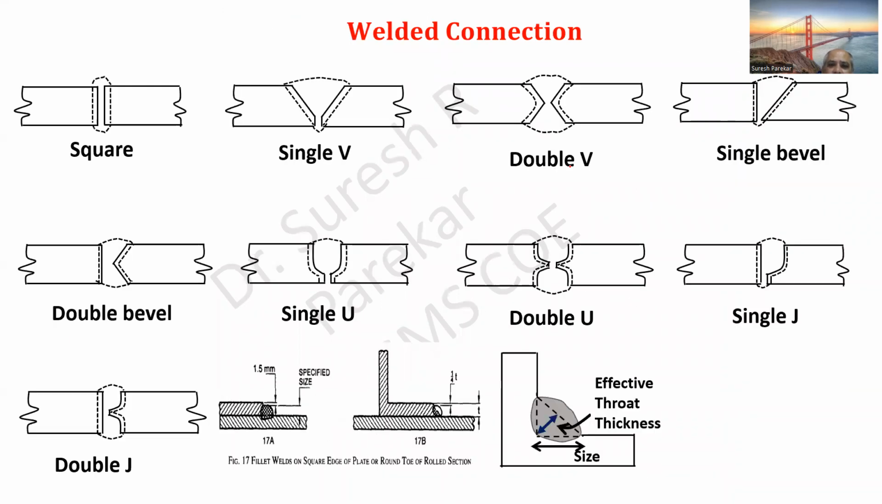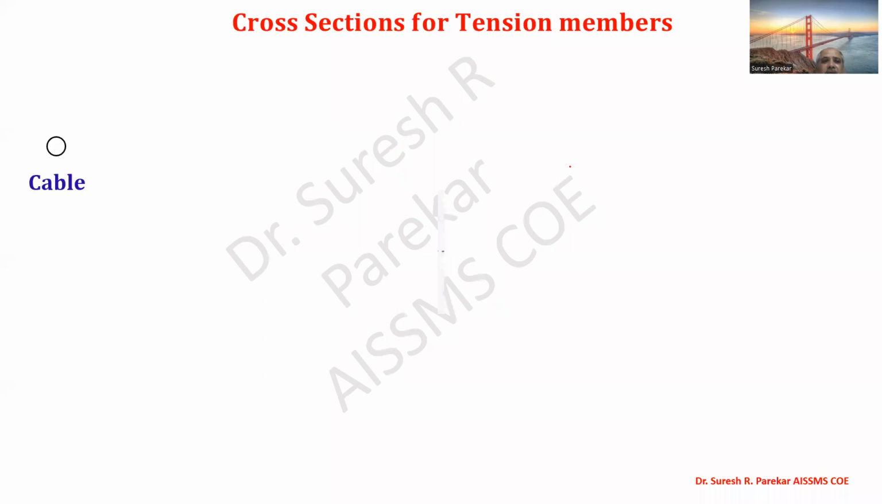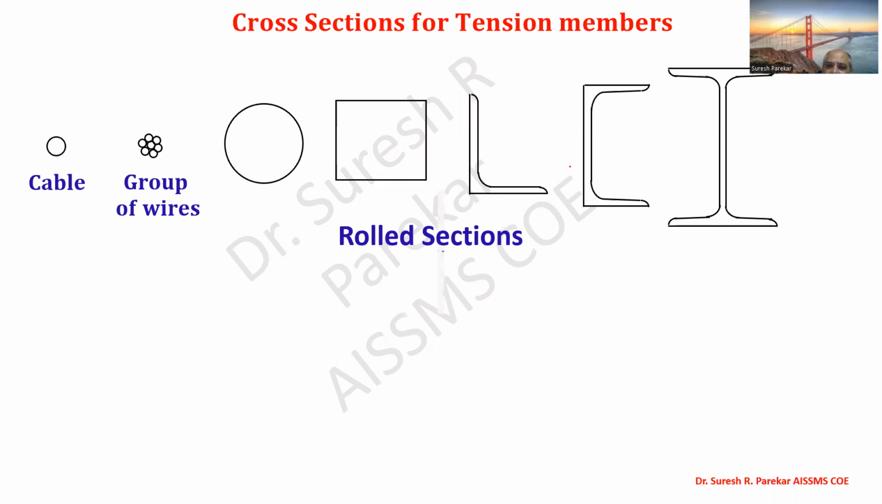And in this sheet number 2, we have first part, that is cross section for tension member. So we have all rolled sections: cable we are going to use, then group of wires we are going to use. Then we have rolled sections. We can use circular bar, maybe solid or maybe hollow. So here we have seen solid. Then we have square or rectangular tubes, then single angle section, then channel section, then I section. So all these are rolled sections available.